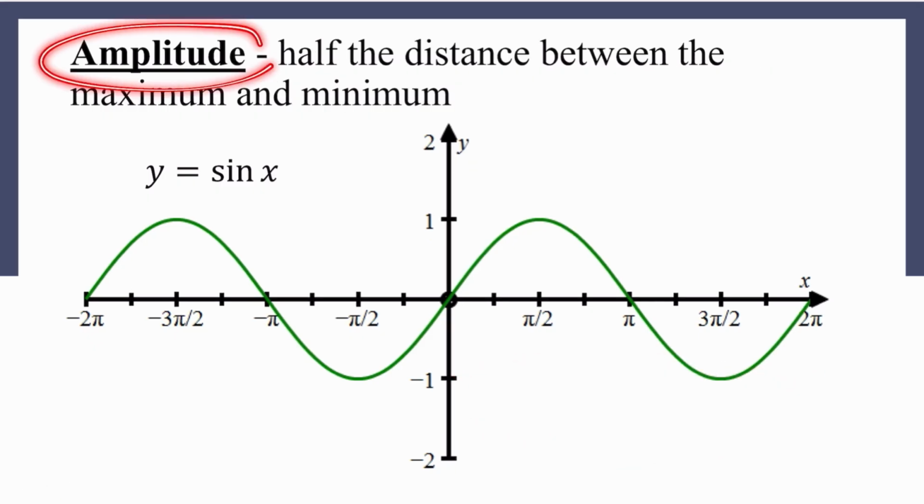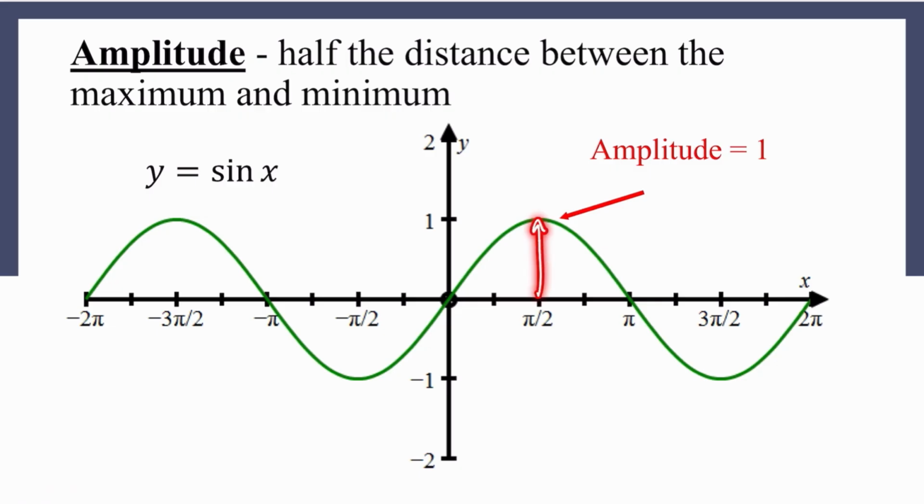The amplitude is going to be half the distance between the minimum and the maximum. So the maximum here is 1, the minimum there is -1, so the amplitude is going to be 1. Another way to describe the amplitude is the distance from the maximum to its midline, if you will.